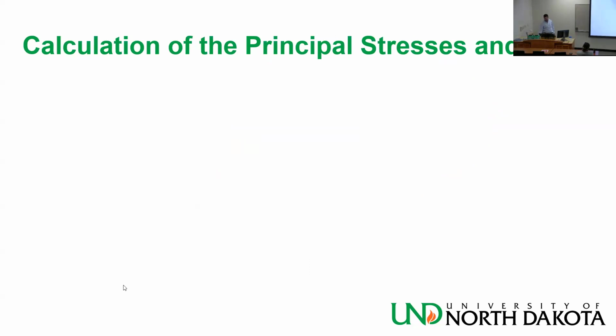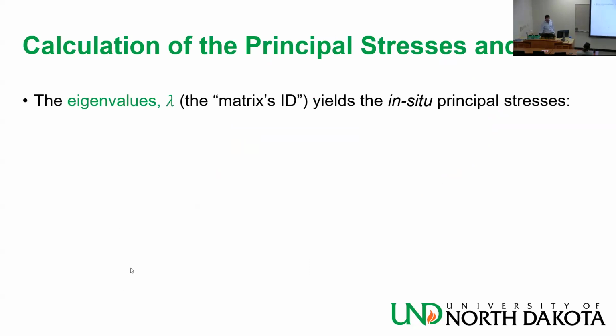Calculation of the principal stresses and axes. You use the eigenvalue, the matrix identity card, the ID, to get the in situ principal stresses. To do that, you have to solve what we call the characteristic equation of the matrix. It is the determinant of S minus lambda I. S is the matrix, the stress field matrix. Lambda is the eigenvalues, and I is the identity matrix.